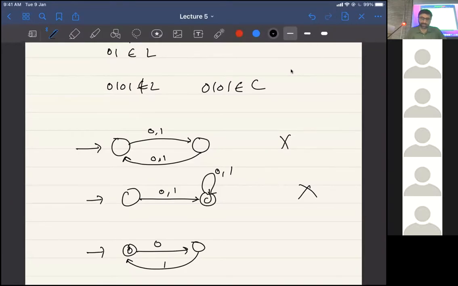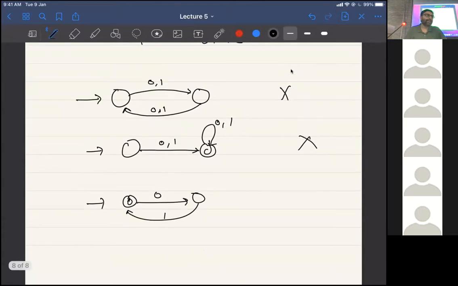But there's a problem. It means that it can only accept 0-1-0-1-0. It cannot accept 1-0-1-0-1-0. Right? So how to change it? It's very easy. We can actually modify this machine to accept the language. So let's see how we can do that.